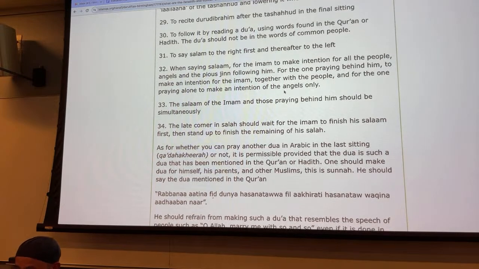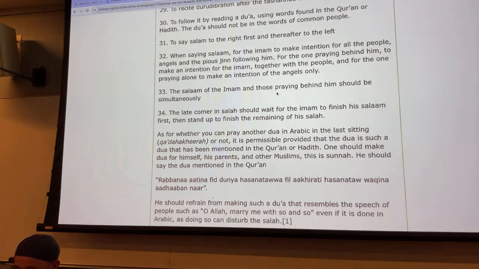You're going to give your salams at the end by saying it to the right first and then to the left. 32, when saying salam, for the imam to make an intention for all the people, angels and the pious jinn following him, for the one praying behind him to make an intention for the imam together with the people, for the one praying alone to make an intention of the angels only.